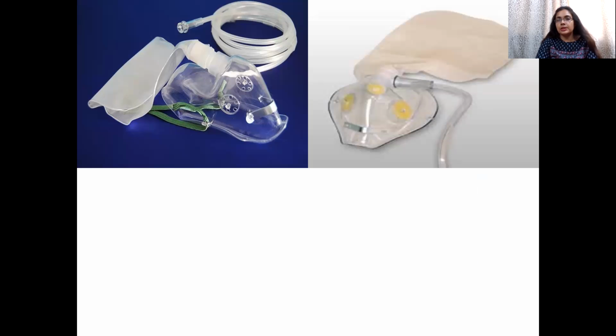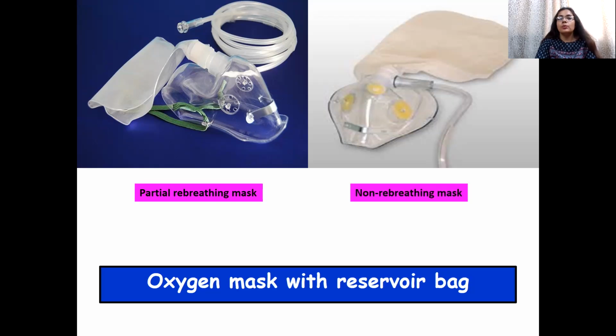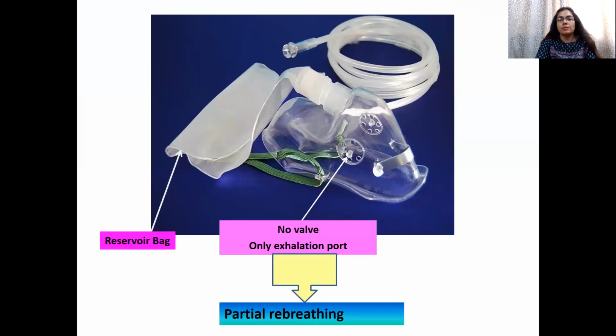Now if your patient is unable to maintain at 0.6 FiO2, then you can give even higher FiO2s with this kind of bags, which are also known as the reservoir face mask. Here there are two types which you can see. The one on the left side does not have any valves, and the one on the right side has valves. I'll come to each in detail. So these are oxygen masks with reservoir. This is the partial rebreathing mask without the valves, and the one with the valves is the non-rebreathing mask.